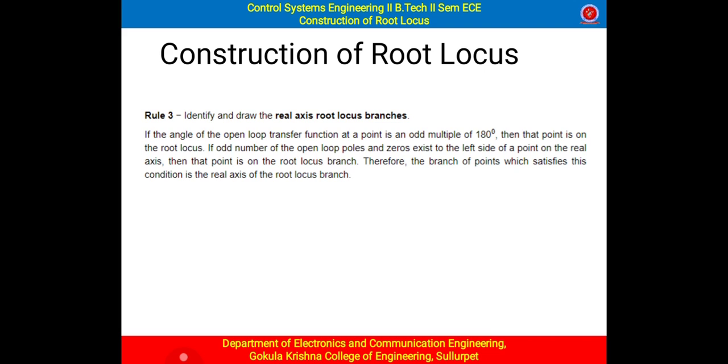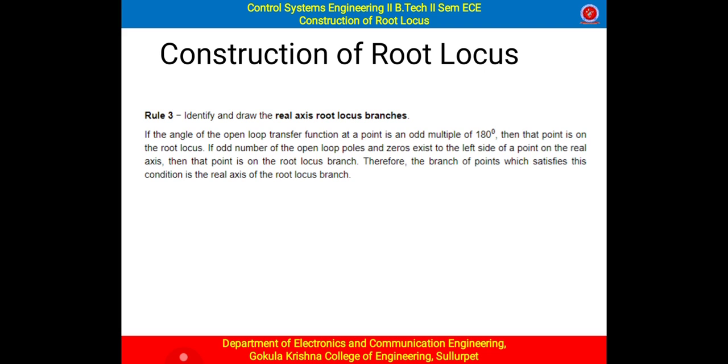Third step: identify and draw the real axis root locus branches. See, when we take the S plane, there is a real axis as well as an imaginary axis. Root locus branches may be on the real axis, or they may span anywhere over the S plane. So in this particular step we are trying to identify the branches which are lying on the real axis.